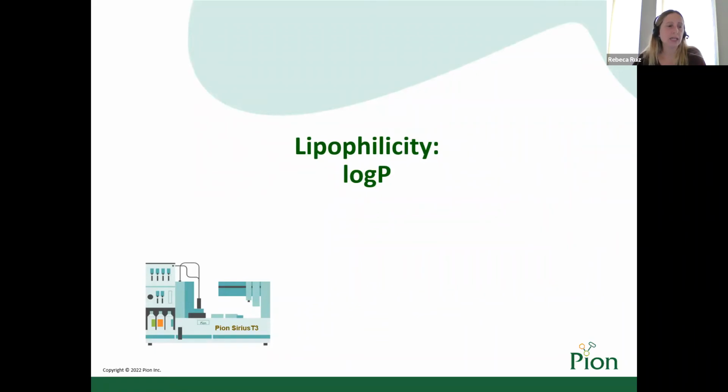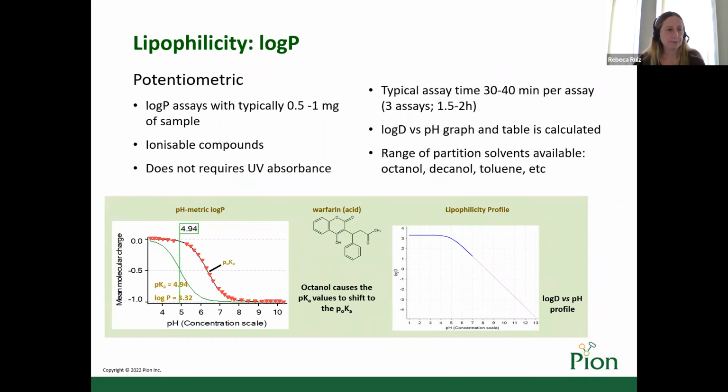Once we have the pKa of our compound, then we can determine the log P and the solubility. So let's start with the log P. For log P determination, Sirius T3 offers the potentiometric technique. As with the potentiometric pKa, the amount of sample needed is between 0.5 and 1 milligram, and this depends on the molecular weight of the compound. The compound has to be ionizable. It can determine log P's for UV active and non-UV active compounds.